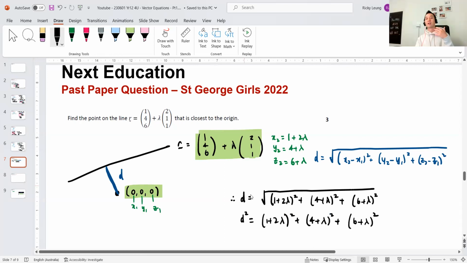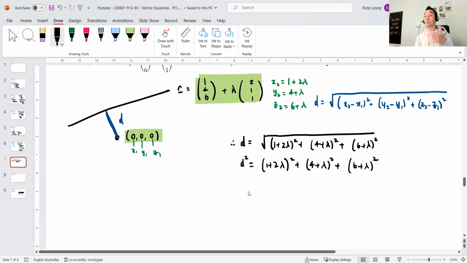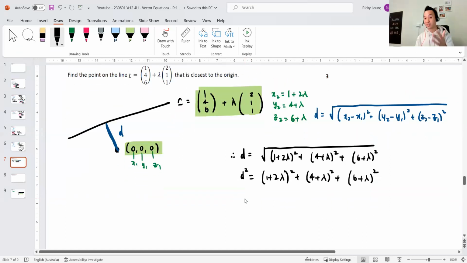If I now try to find the minimum of the distance, I'll show you, you don't even need calculus. Let's expand d squared, so I got 1 plus 4 lambda. When you expand everything, what equation do you get, guys? You can see it is a quadratic.